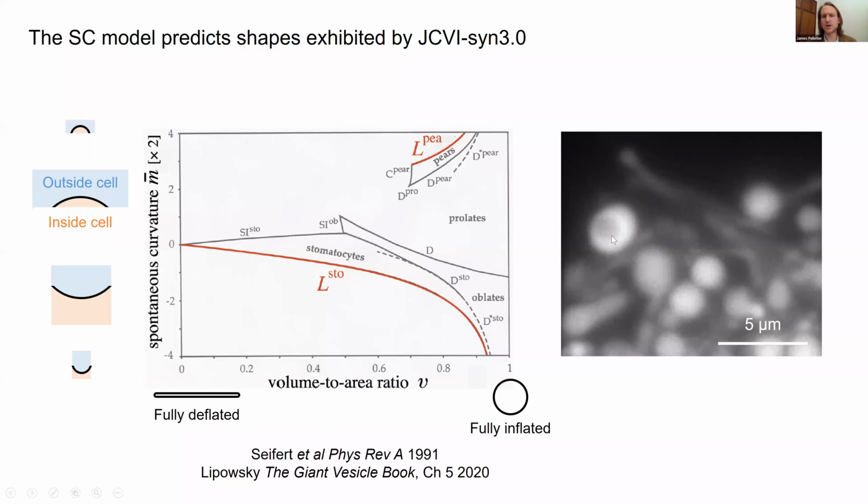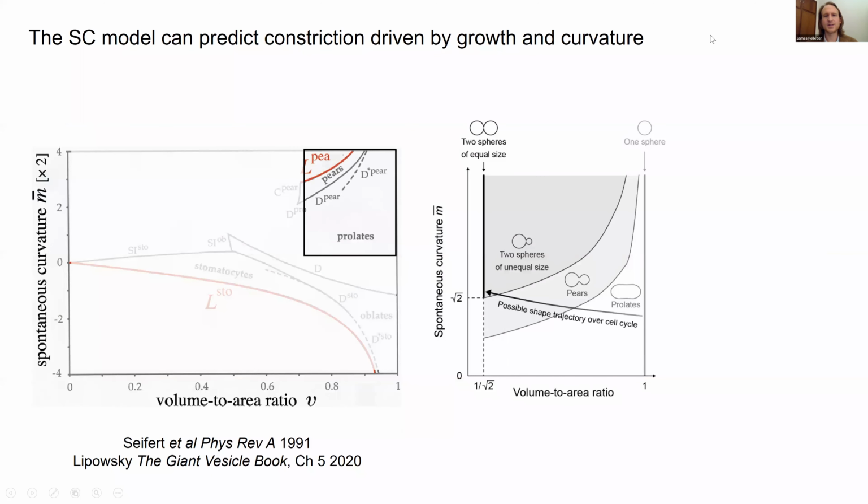There are other shapes qualitatively similar, perhaps in the stomatocyte region. So this is an argument why the spontaneous curvature model might apply to SYN 3.0. And then considering cells that divide normally.